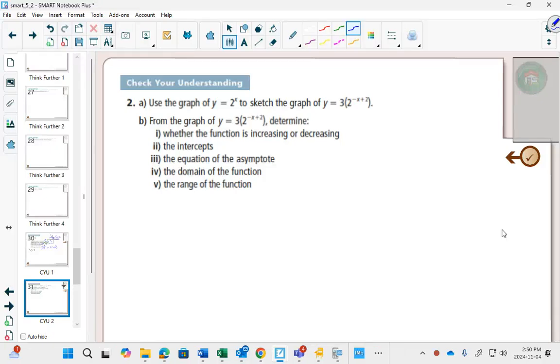Example number 2, it says use the graph of 2 to the x. So I'm going to start by graphing 2 to the x, which would have (0, 1) and (1, 2).